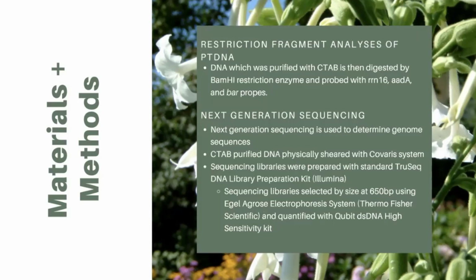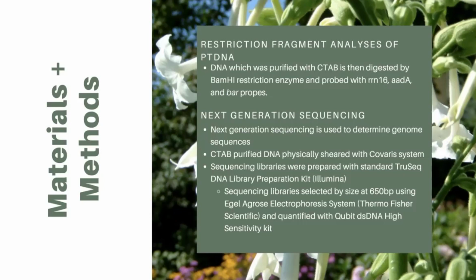The third method used in this experiment was the restriction fragment analysis of ptDNA, which is the plastid DNA. And this DNA was then purified with cetyltrimethylammonium bromide, then digested with the BamHI restriction enzyme, and that is then probed with the rrn16, aadA, and bar probes. That one is one of the more simple processes. It only takes the one step.